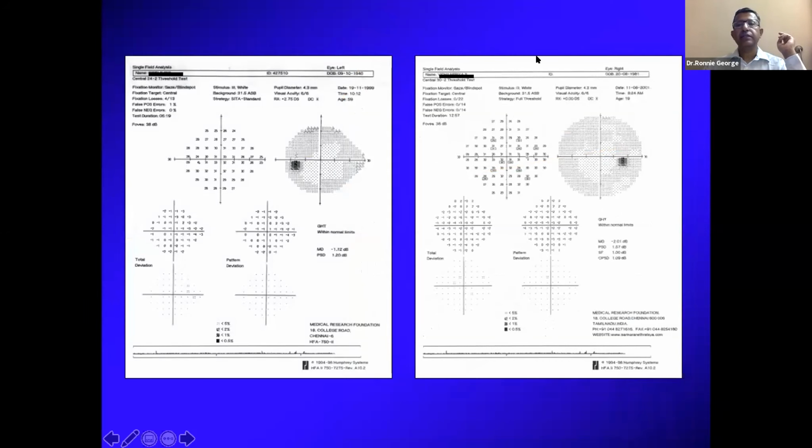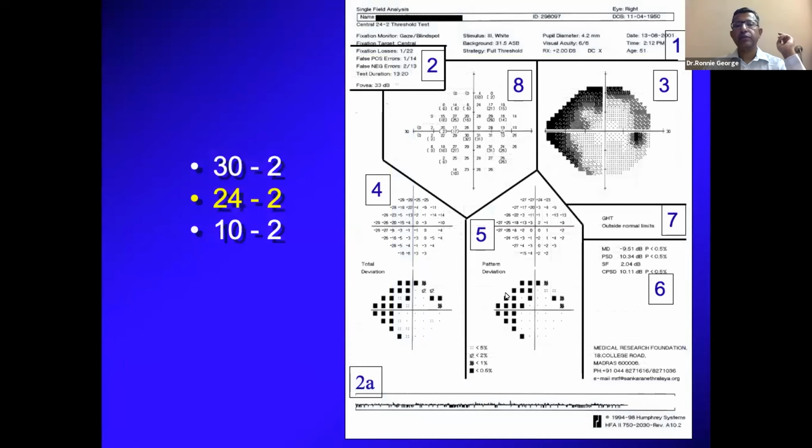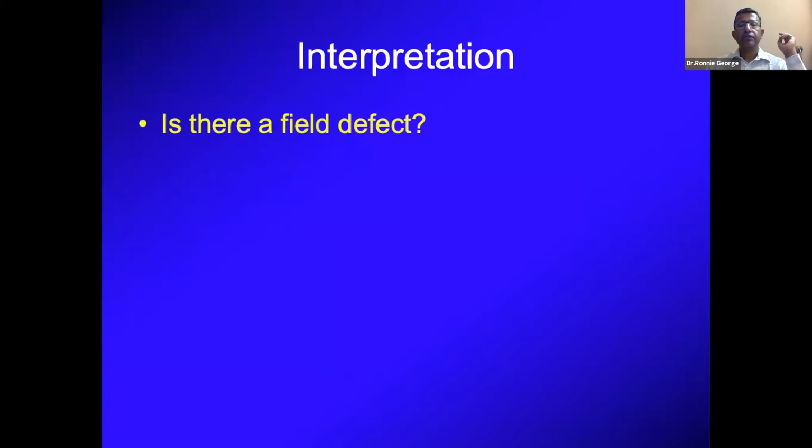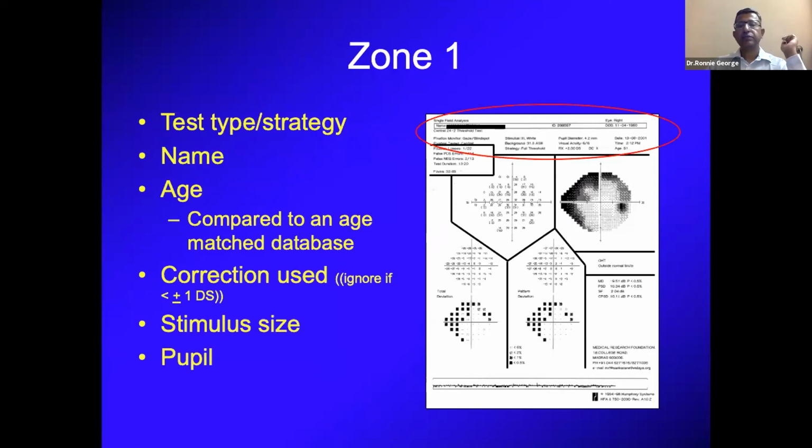You divide this entire visual field into these 8 zones. Zone 1, Zone 2. Zone 2 also has a Zone 2A there. Zone 3, Zone 4, Zone 5, 6, 7, and 8. And I'll walk you through how you do each of this. So the first question that you have to ask yourself is whether there is a visual field defect. And in order to do that, you need to go through all these zones one at a time.